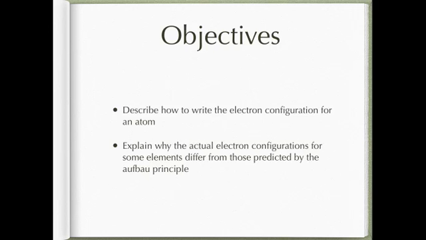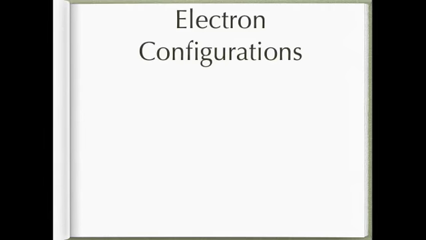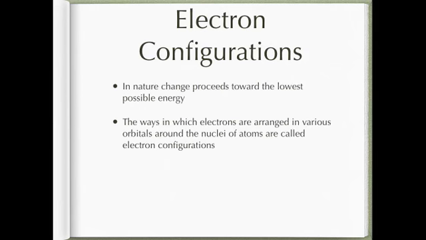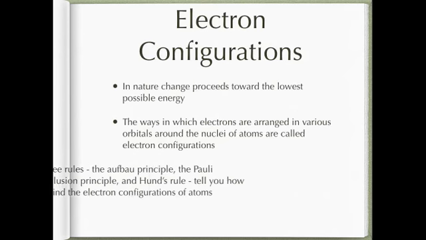Describe how to write electron configurations for an atom, and why are some of those configurations different than the Aufbau principle predicts. If we talk about electron configurations, what we're talking about is how the electrons go into the atom, and they go in such a way that they always take the lowest possible energy. Nature just likes things to be as low in energy as possible, and so the electrons are arranged around the nucleus of the atom in such a way that these configurations are very, very stable, very low energy, and that's what we're talking about.